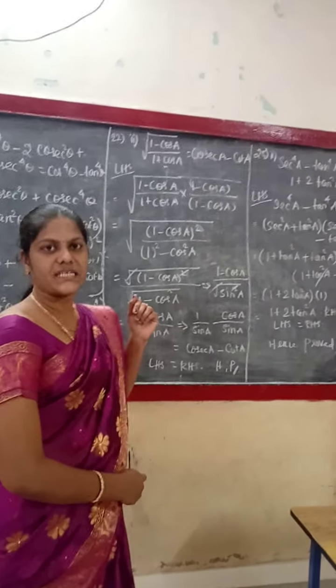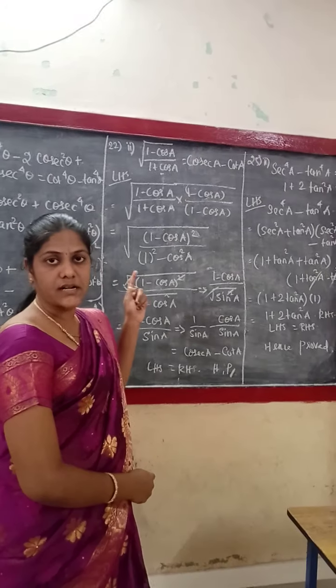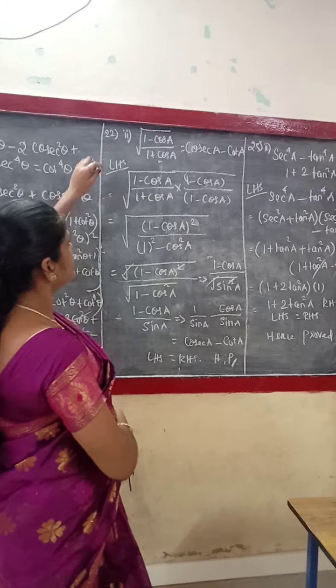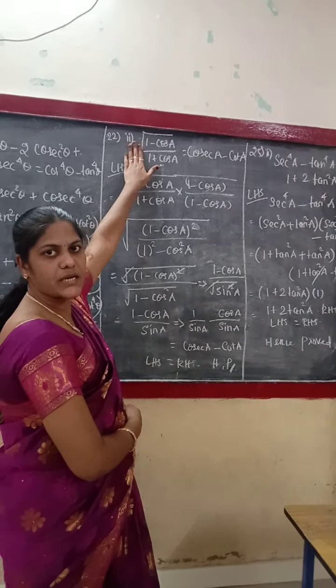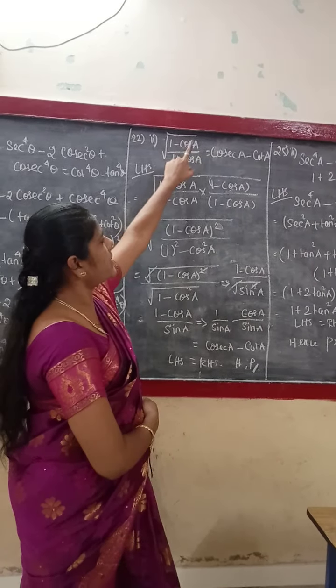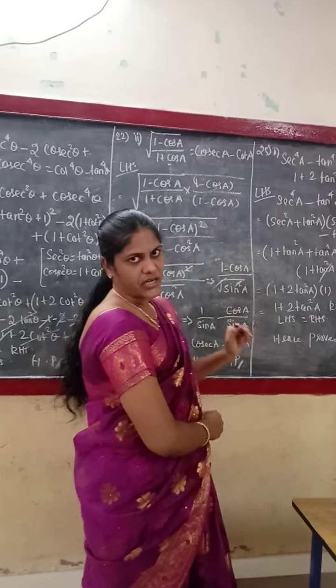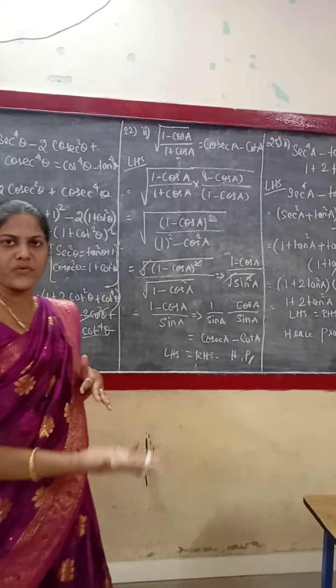Next, come to the 22nd sum. In the 22nd also, the first sum is your homework sum. Here I will explain the second sum. Listen, both are also in the square root. So square root of (1 minus cos A) divided by (1 plus cos A) is equal to cosecant A minus cot A. We need to take the left hand side and prove the right hand side.